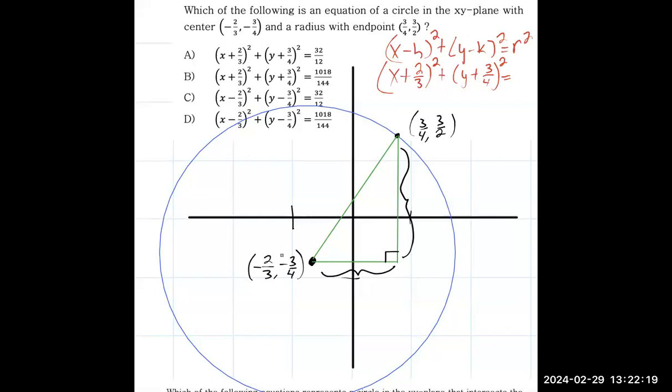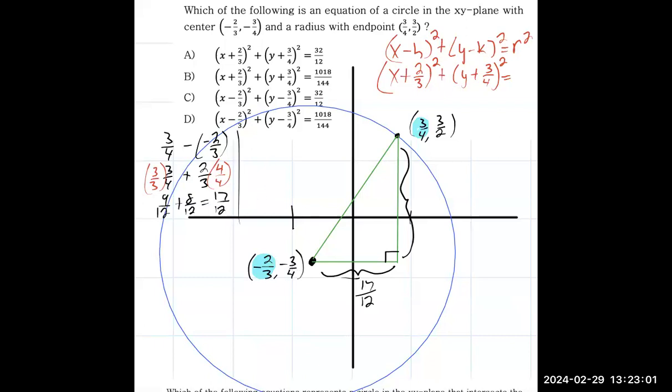The horizontal leg is going from an x value of -2/3 to an x value of 3/4. So we can subtract those two numbers to find the horizontal length. So 3/4 minus -2/3 is a double negative, so we'll put a plus. 3/4 plus 2/3, and we'll get some common denominators. Multiply by 3/3 and 4/4, and we'll get 9/12 plus 8/12, which is 17/12. And so that's the distance right there, 17/12.